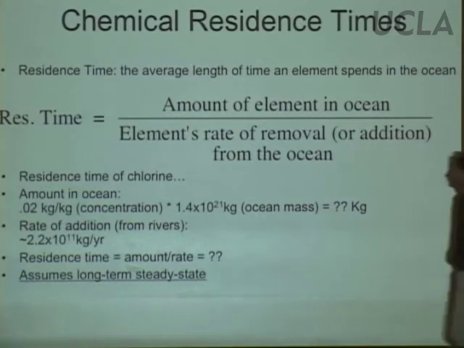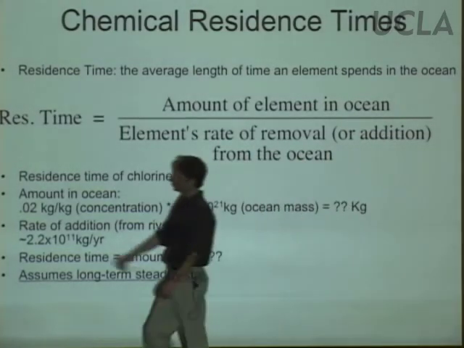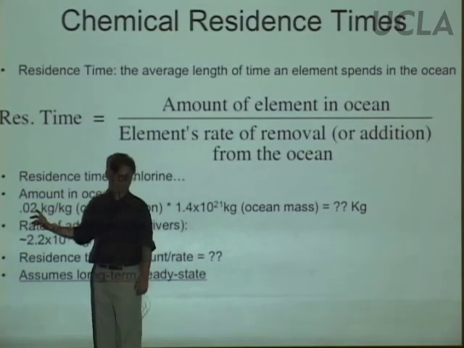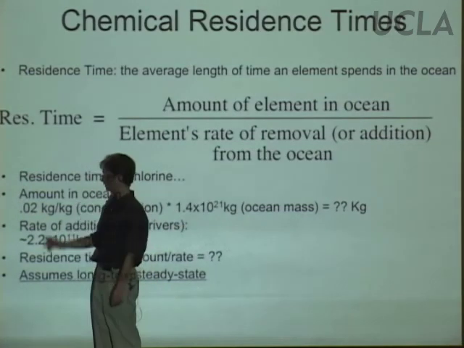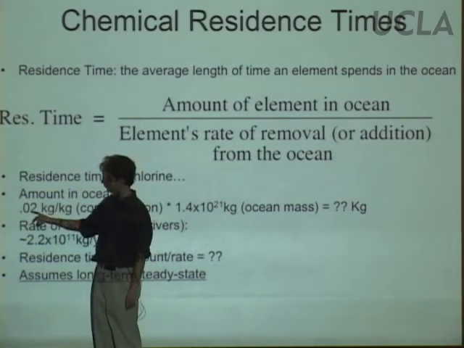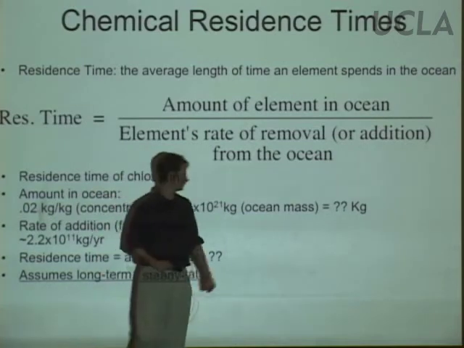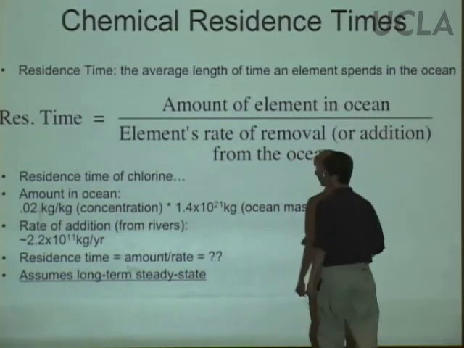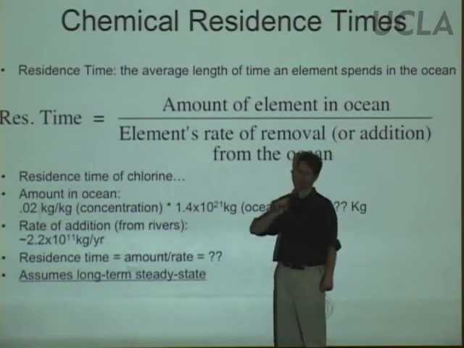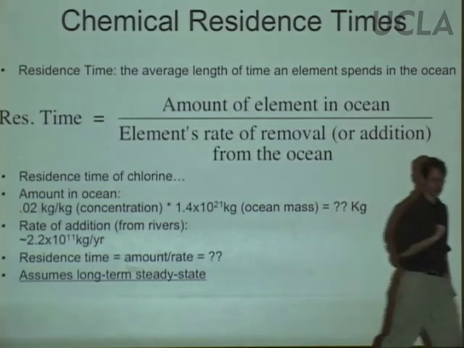So this is 0.02. This is a scientific notation problem because this guy's in scientific notation, so we want to make this scientific notation so we can move the decimal place here. So this in scientific notation is 2 times 10 to the negative 2, because it's less than 1. And we're going to multiply that by 1.4 times 10 to the 21st.